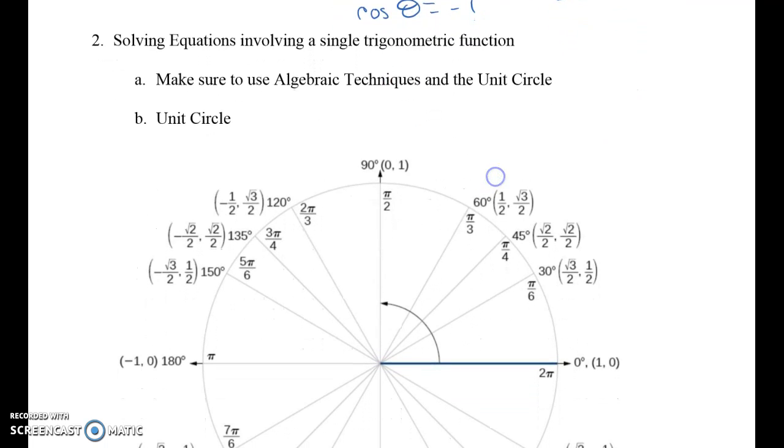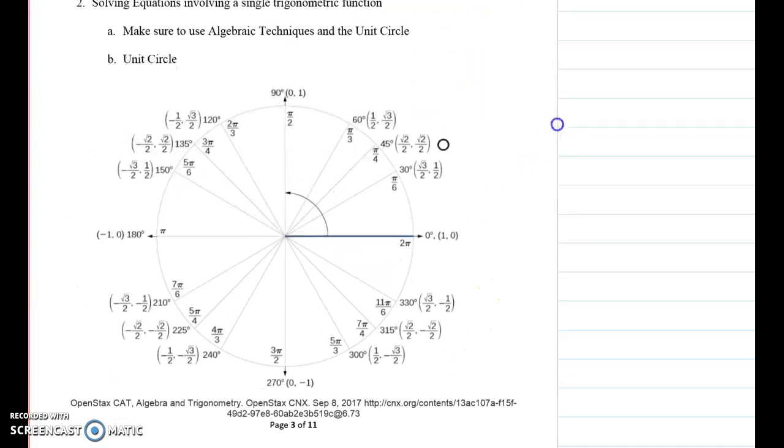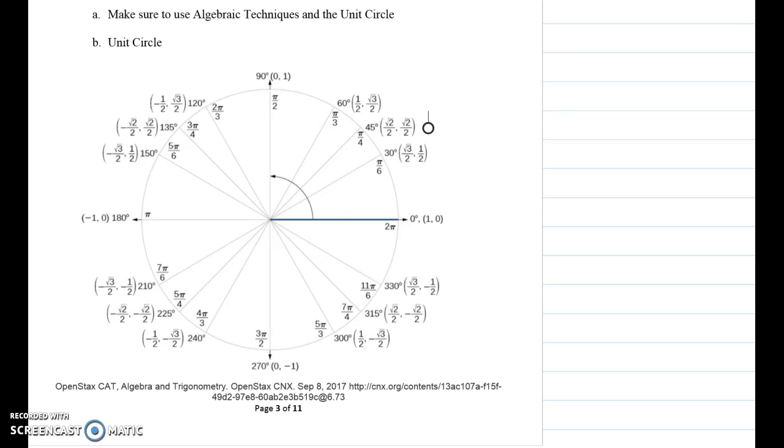Number 2, solving equations using a single trig function like the one you solved above. You want to first make sure to use all your algebraic techniques and your unit circle. We're going to see some more algebraic techniques as we move forward, but let's go ahead and review your unit circle for a minute. Make sure you remember your unit circle.